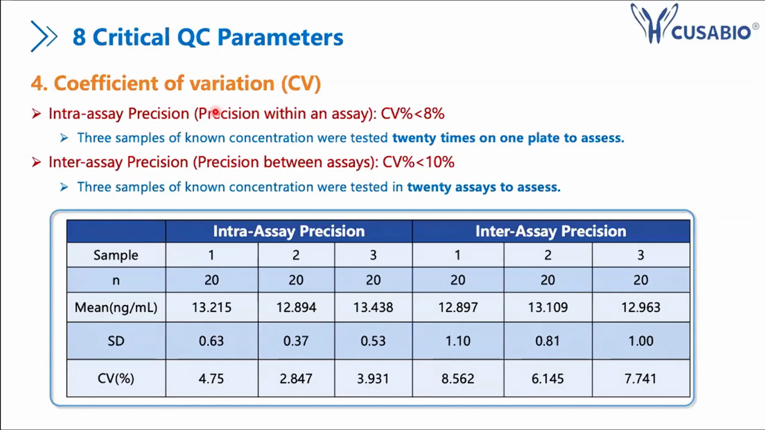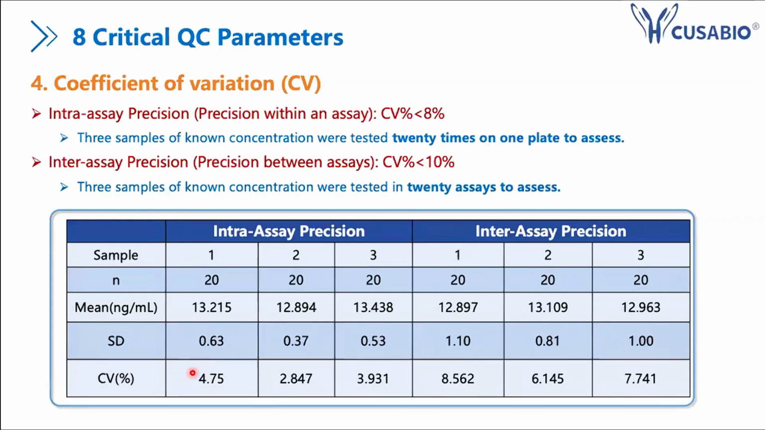We have two different types of CV, the intra-assay CV and the inter-assay CV. For the intra-assay CV, usually the sample was tested 20 times on one plate. And the inter-assay CV is tested in 20 assays. We always want the CV to be low, because the larger the CV value, the greater the inconsistency and error that may happen during the experiment.